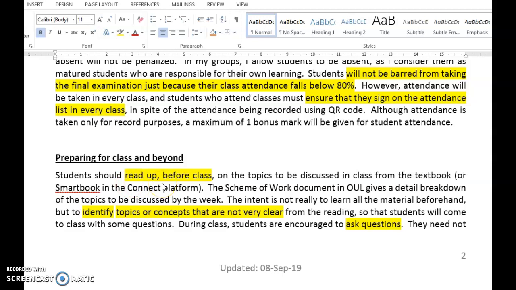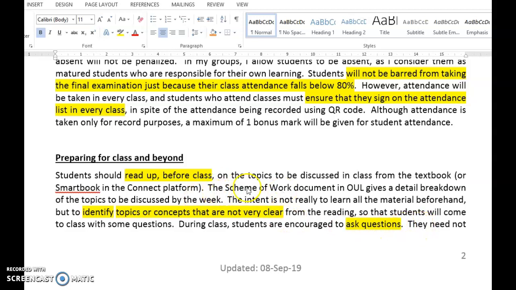So, as I was explaining, students should read before coming to class. I cannot overemphasize this. Once they read, it's not that they will understand everything that they have read, but at least they will identify topics or concepts that are not clear to them. So they will come to the class with questions, and they will be more focused. That's the idea behind that. And during class, students are encouraged to ask questions.